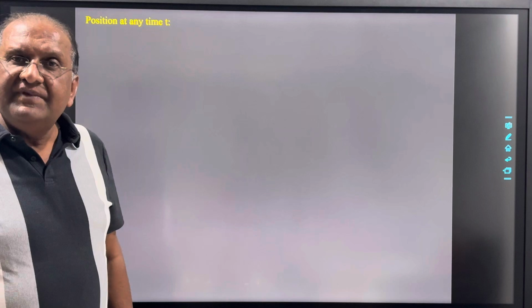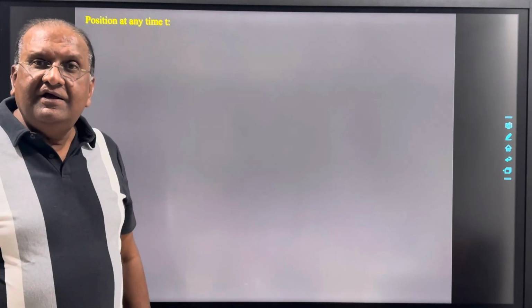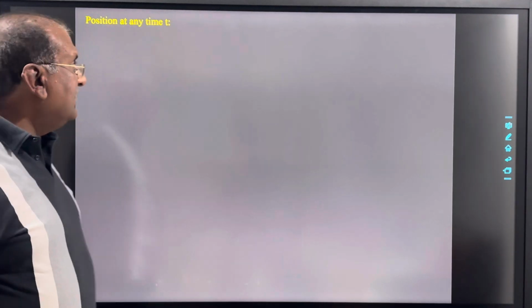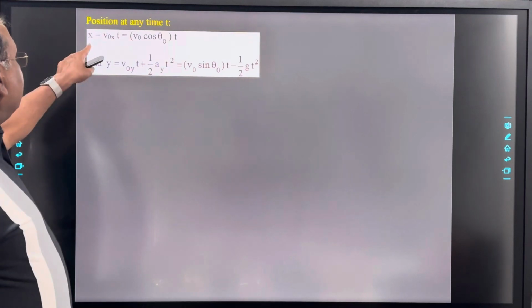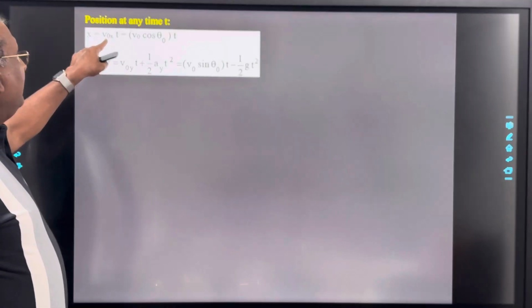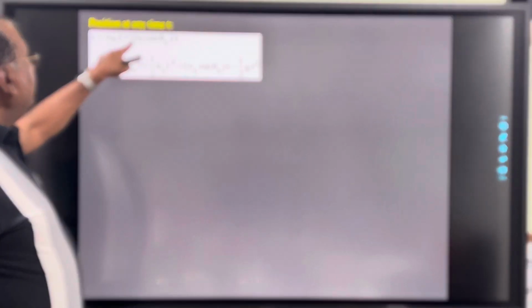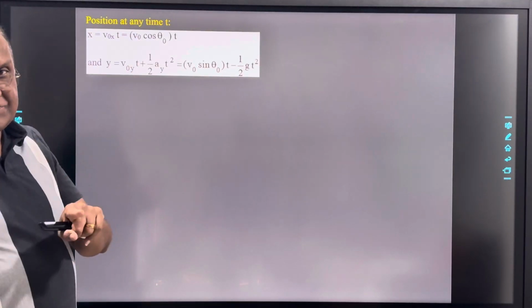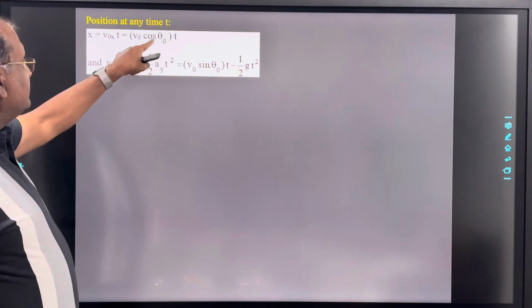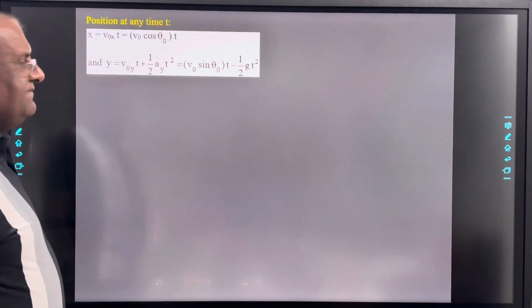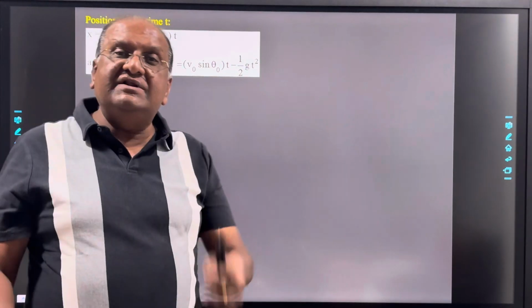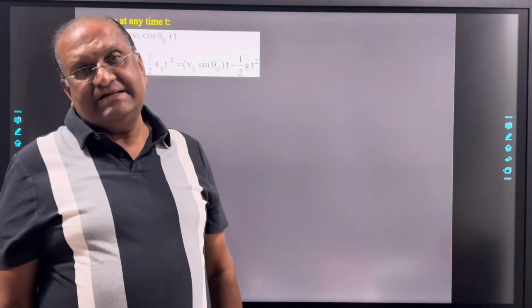So if we think about the horizontal motion, then horizontal motion is with constant velocity, so distance covered in horizontal direction x is equal to velocity in x direction into time t. So velocity in x direction, that is constant, that is v0 cos theta 0 into t, and vertical motion is with constant acceleration.